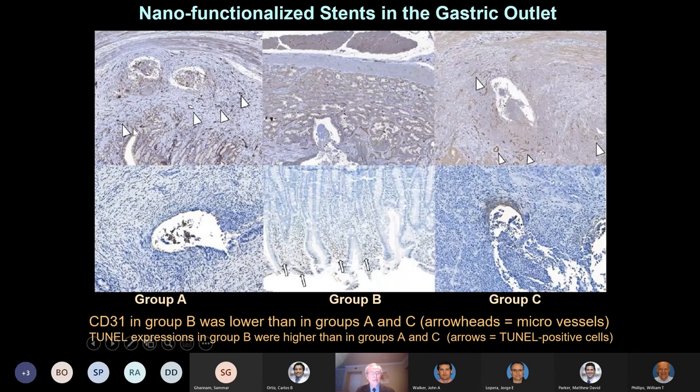CD31 and this is TUNEL expression. You can see the CD31 in group B was lower than in group C. And these are just vessels in group A and group C, but no vessels in group B. And also TUNEL expression in group B was higher than in group A and C. That means, this is again the yellowish color. You can see the expression is higher in group B than in group A and group C.